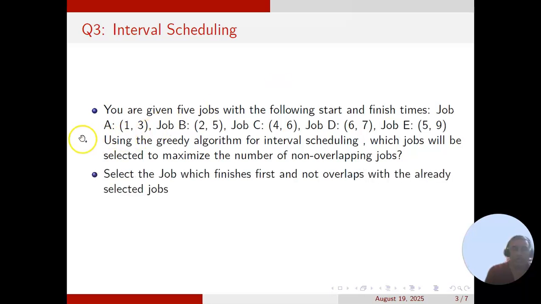So here we will be selecting A, which finishes first, and then next we will be selecting B, but B overlaps with A, so we will ignore B. Next we will select C, and next we will be selecting D. So the answer is A, C, D.